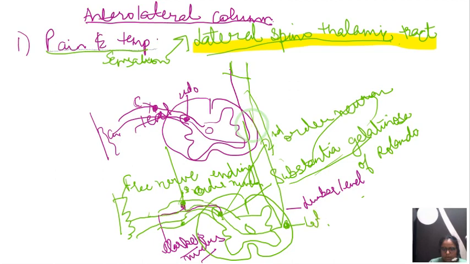It is a lateral funiculus, right? So the pain and temperature sensation, after crossing to this side, comes to your lateral column. After coming to the lateral column, then it ascends. Fine, not the anterior column. I'm sorry for that.